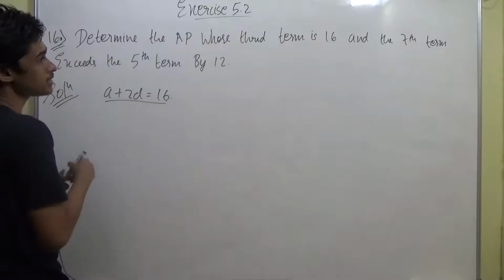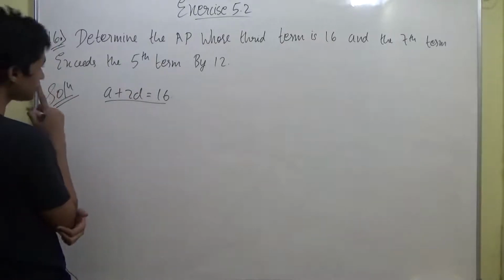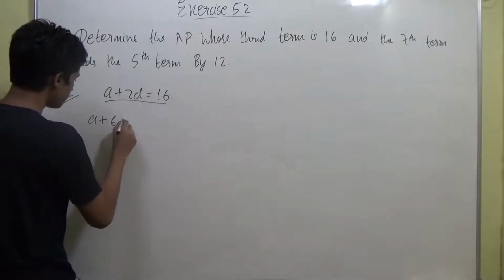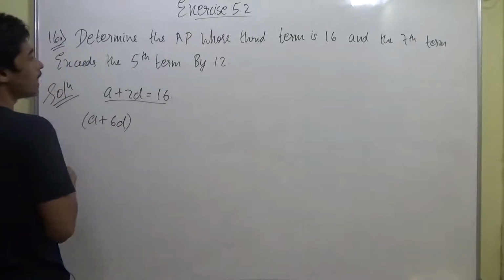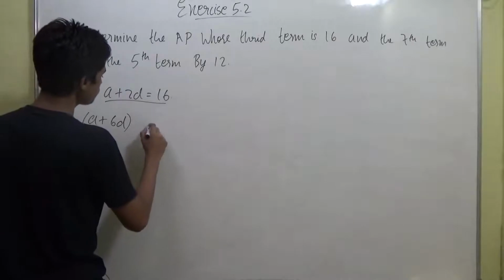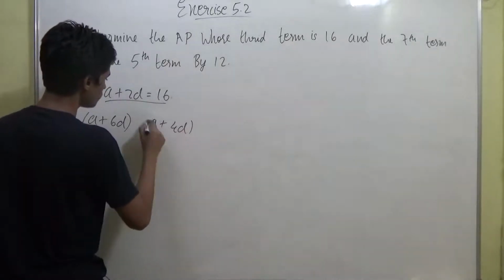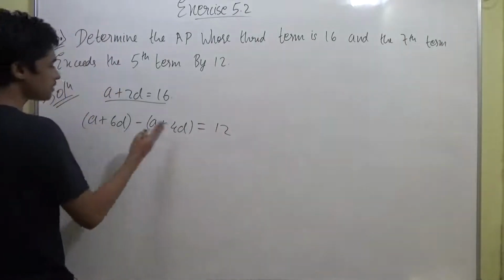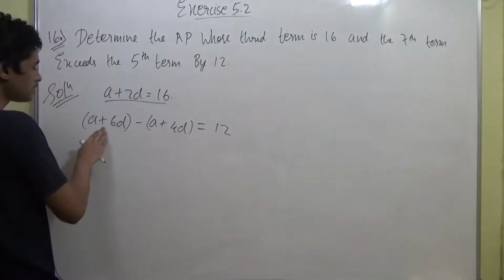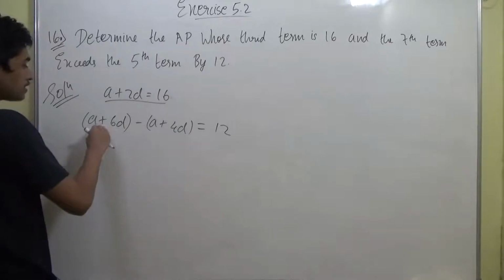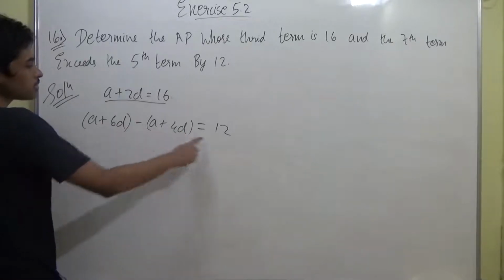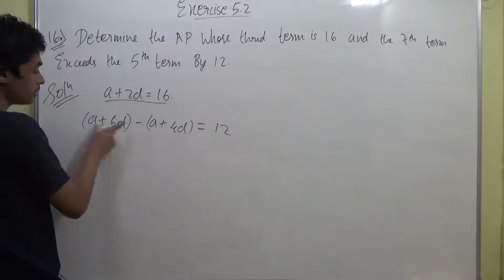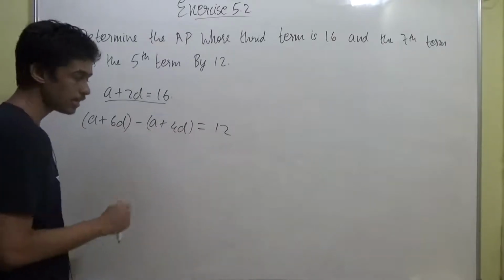The second statement is the seventh term exceeds the fifth term by 12. Seventh term is a plus 6d and the fifth term is a plus 4d. Exceeds by 12 means this difference is 12. That is, this minus this is going to give you 12. That is, this is 12 more than this term. So if you subtract, you are going to get 12.